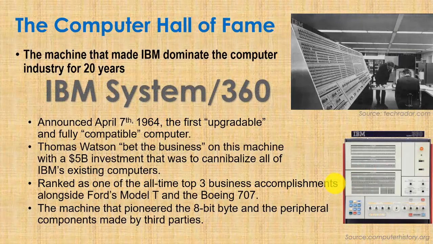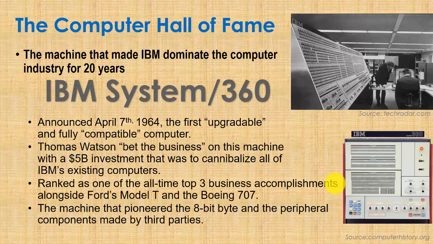So to finish off this part of the lecture, I wanted to discuss the Computer Hall of Fame for this lecture, and I wanted to discuss the machine that made IBM dominate the computer industry for 20 years, and that's the IBM System 360. It was announced on April 7, 1964. It was the first upgradable and fully compatible computer. Okay, so it wasn't that you just bought a computer for $1 million and then threw it away and got the next one. You could actually upgrade it.